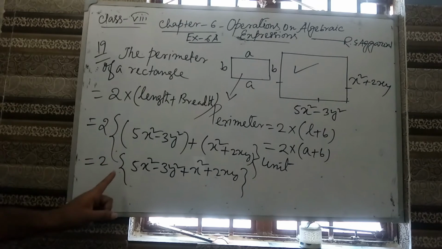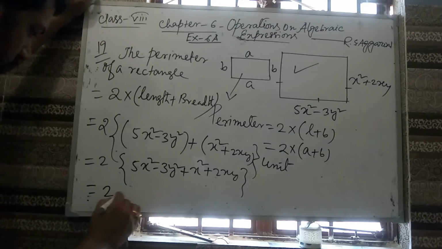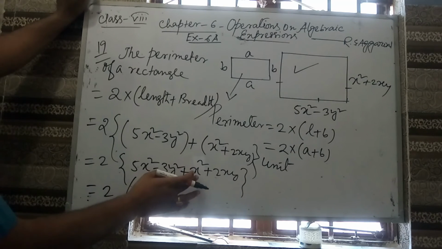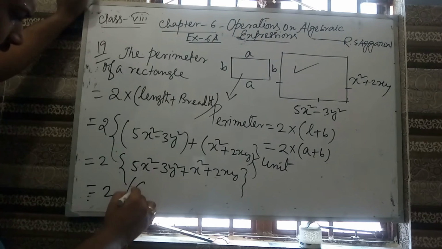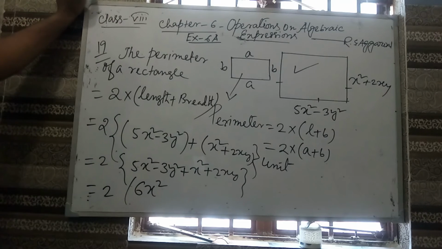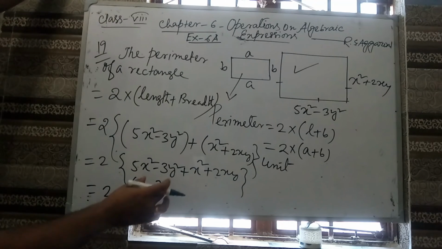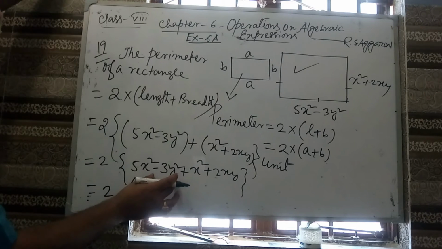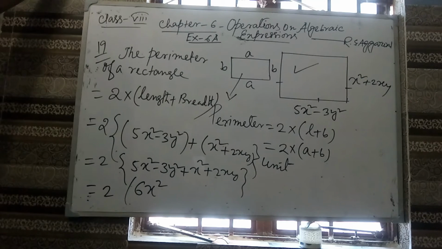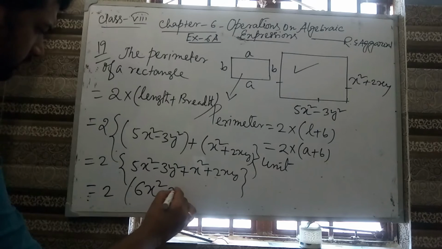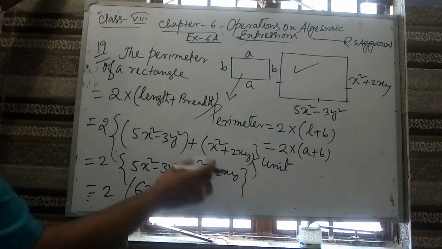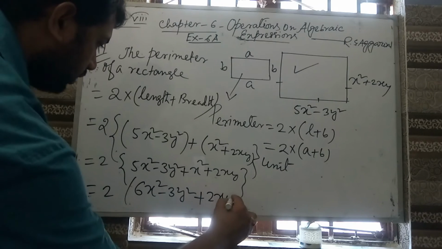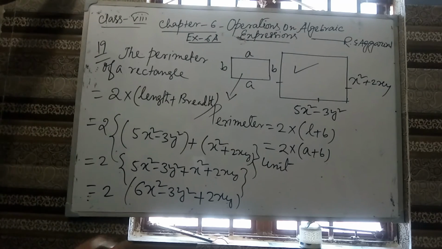Okay. So 2 into 5x square plus x square, that is 6x square. Look, we have only one term where minus 3y square is given. We have only one term related to y square. So keep it as it is. Again, we have only one term related to xy. So it is 2xy. This much unit.